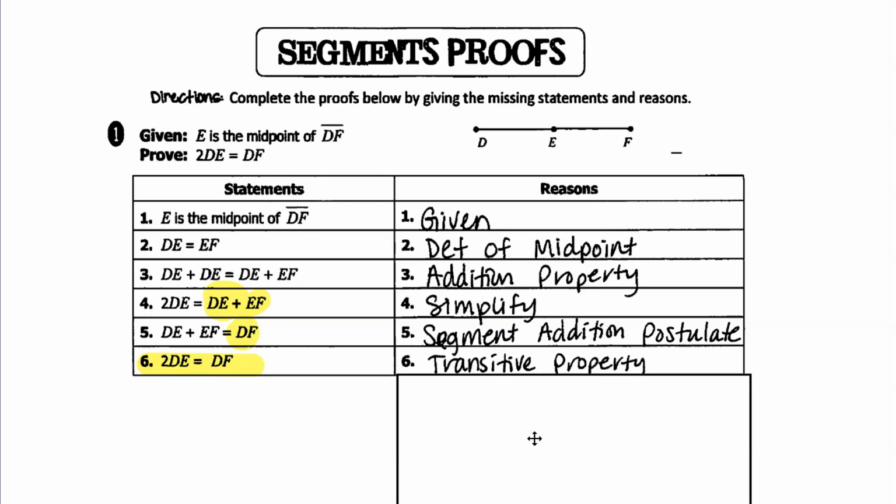2DE equals DF. To me, I would be honest with you, I don't like that rule right there. This would actually, to me, be substitution. Because all we're doing here is taking this term that's right here and substituting that. All right? So that's going to be substitution. Both are correct. I think substitution is a little easier to see.